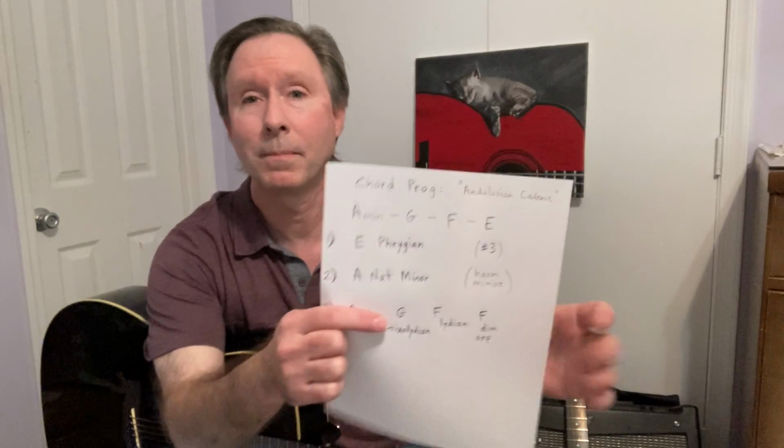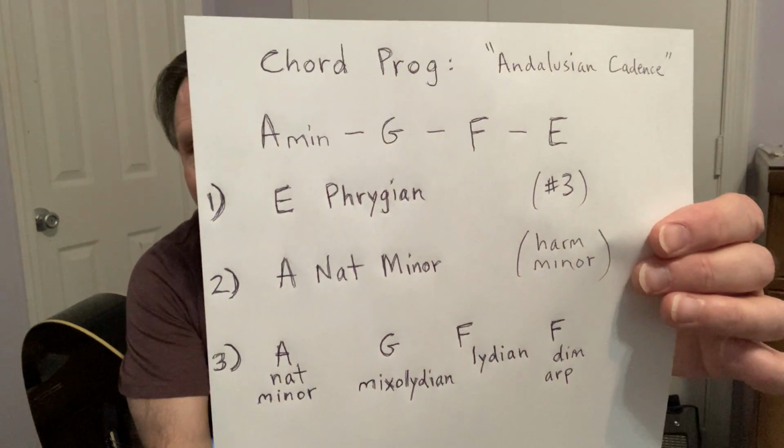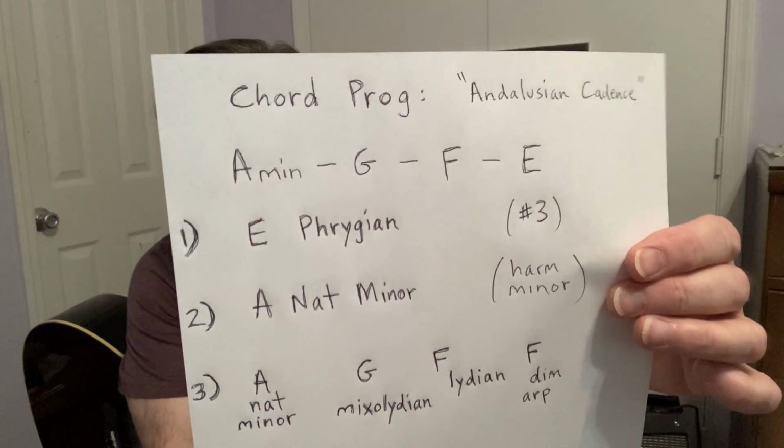especially, and that music uses a nylon string guitar, and those flamenco guitar players are amazing. So if you haven't watched one, check it out. So here's the chord progression. A minor, G, F, E.